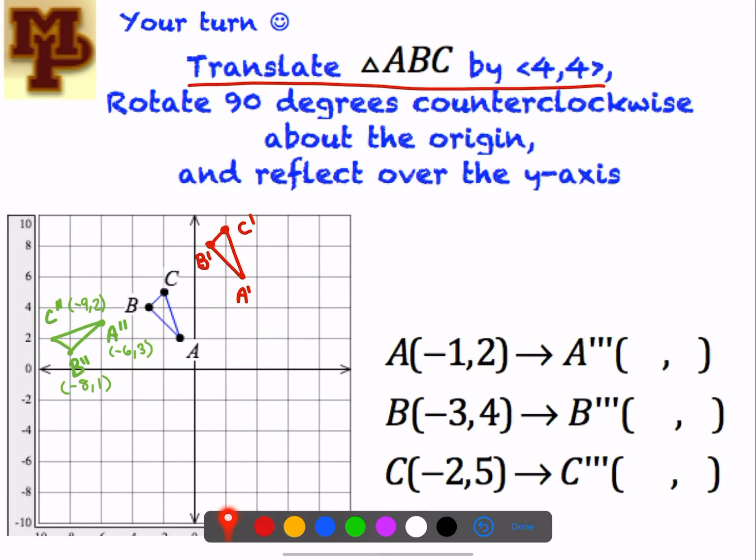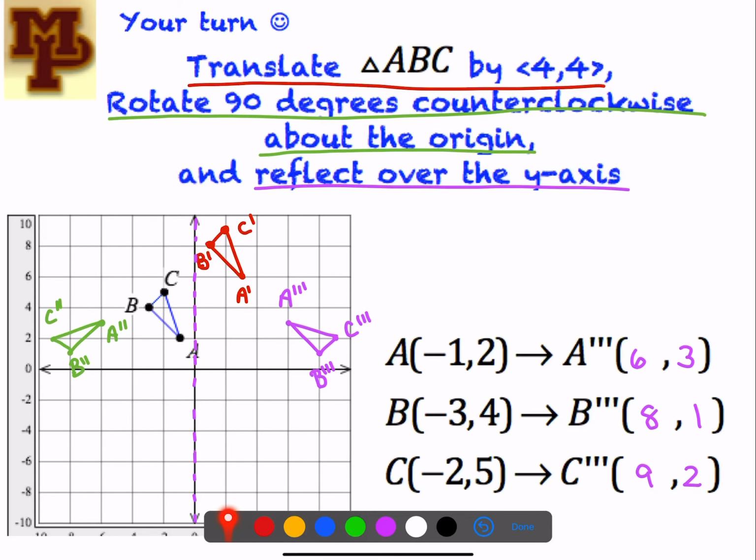Lastly, we're going to go ahead and take our final transformation, a reflection over the y-axis. And so for that, we have xy turns to negative x comma y. So I'm negating my x value. It becomes negative. So therefore, we end up with the final points of A triple prime, B triple prime, and C triple prime being 6, 3, 8, 1, and 9, 2. So those are our new points for our final image.